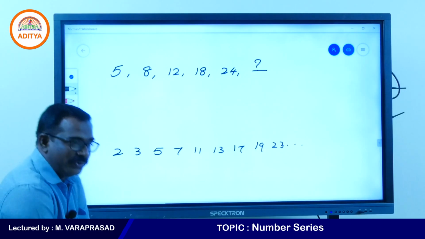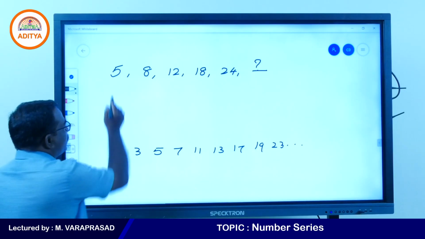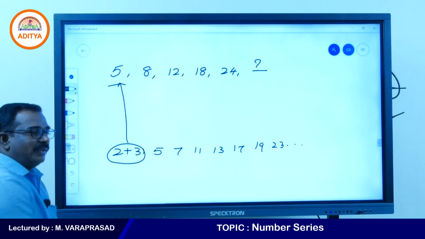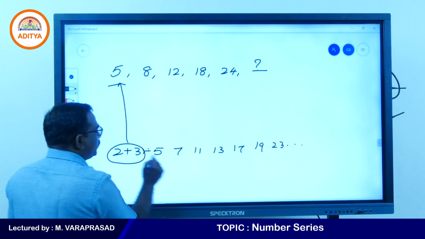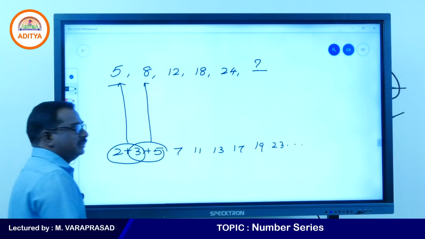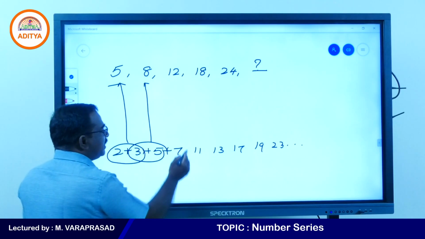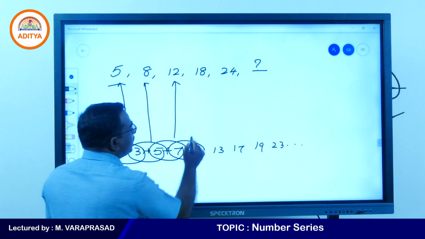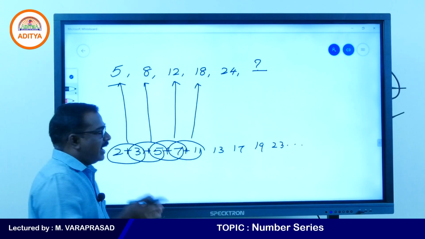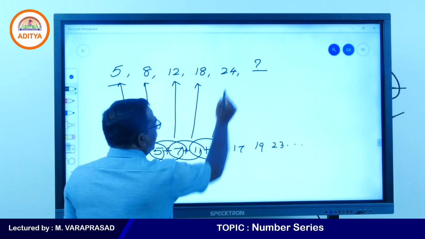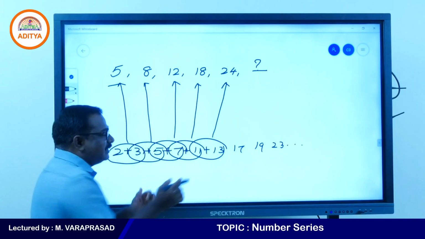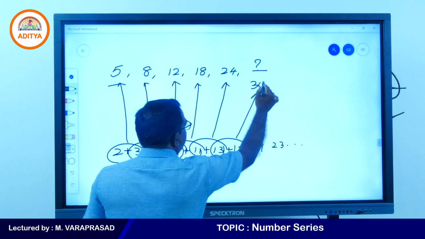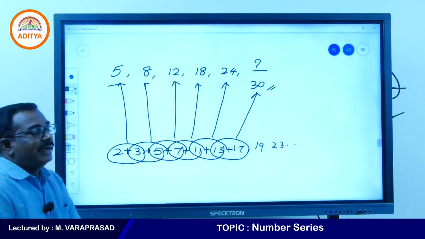I think all of you got it. The first one is given as 5: 2 plus 3 is 5. The second one is 3 plus 5, which is 8. The third one is 5 plus 7, which is 12. The fourth one is 7 plus 11, which is 18. The next one is 11 plus 13, which is 24. So what will you get next? 13 plus 17, that is 30. You will get 30 in the place of the question mark.